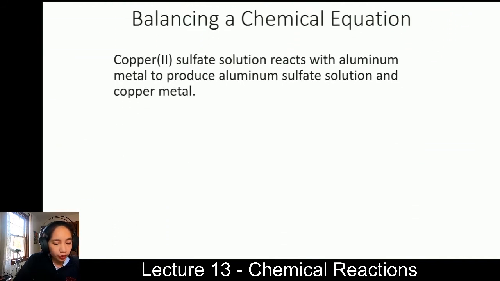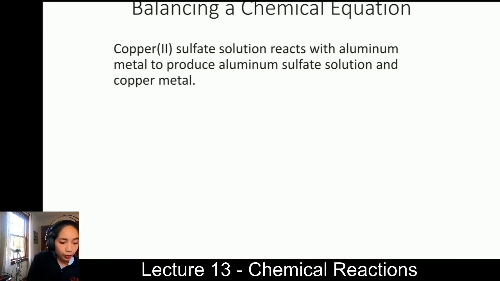All right, so we have copper 2 sulfate solution reacts with aluminum metal to produce aluminum sulfate solution and copper metal. Okay, so let's identify these chemical names and turn them into chemical formulas first to make our chemical equation. So copper 2 sulfate. Copper 2 is a 2 plus cation and sulfate is a 2 minus anion.